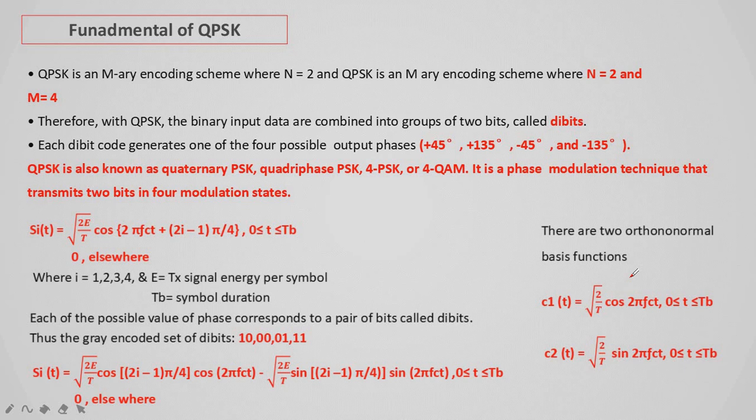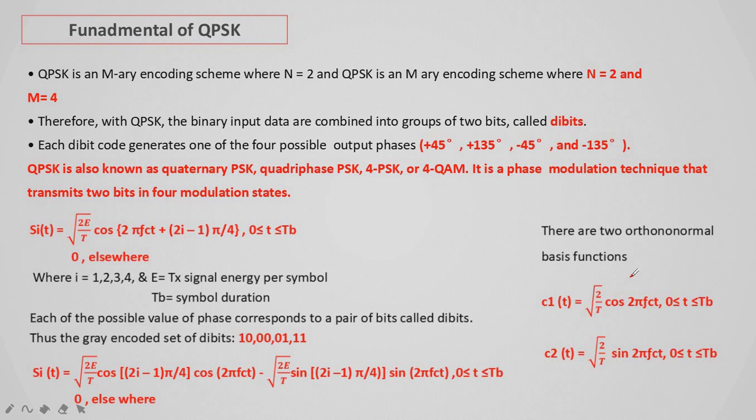So at a time 2 bits are going to be transmitted at different phases, and the possible combinations are separated at an angle of 90 degrees. So this is called quadrature phase shift keying, and these two bits are called a dibit. Okay? And each dibit code generates one of four possible output phases.